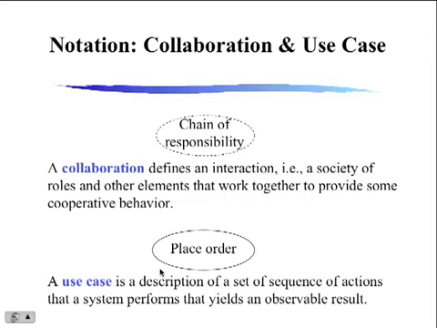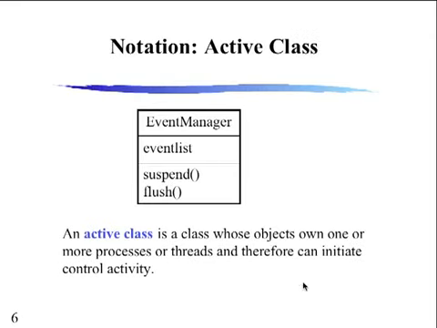And then we have a use case. We've seen those before. We just have a circle. So the use case is a description of a set of sequences of actions that a system performs that yields an observable result. It's activities in terms of our regular use case. And then we have ways of saying active classes versus inactive classes, and we just put a dark circle.